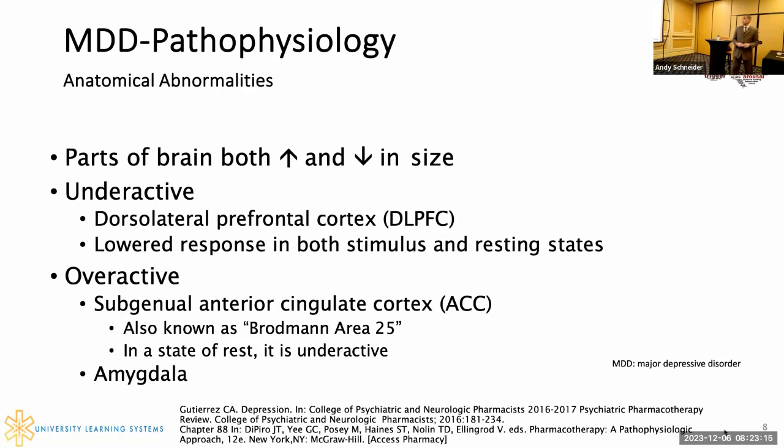So the pathophysiology: we have underactive prefrontal cortex. This is your area of cognition and thinking, even a little bit of emotion, like creativity and cognition. And then you have the Brodmann area 25, that's a fancy word to pretty much focus on your limbic system.